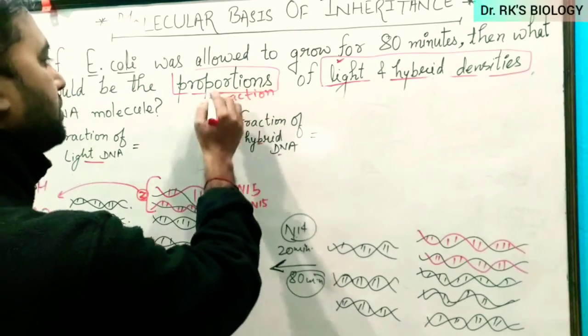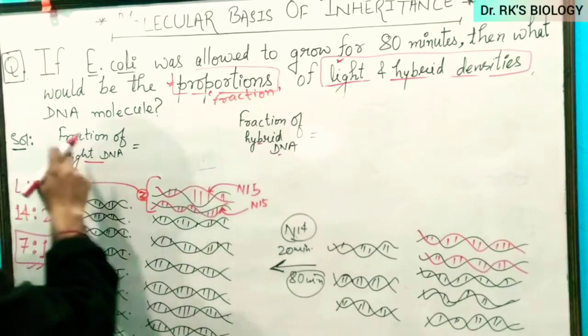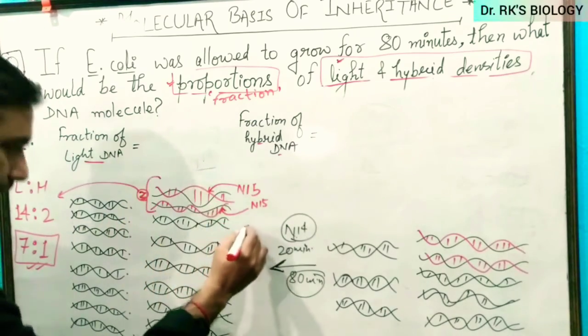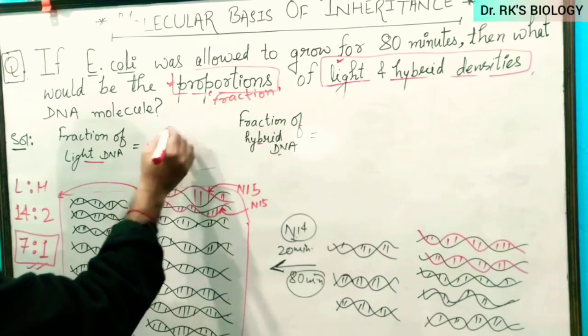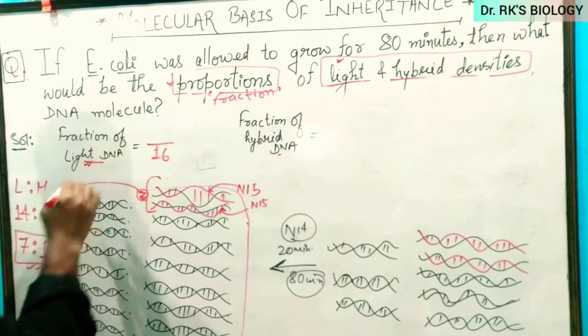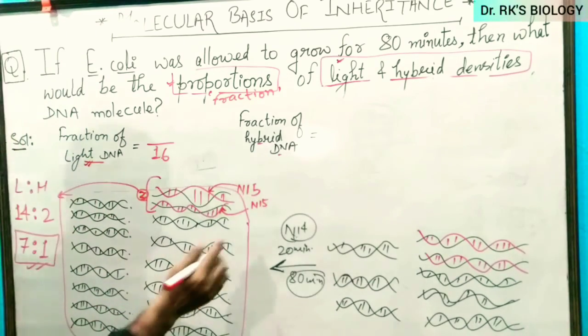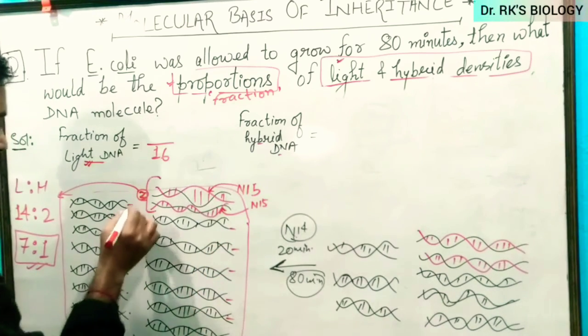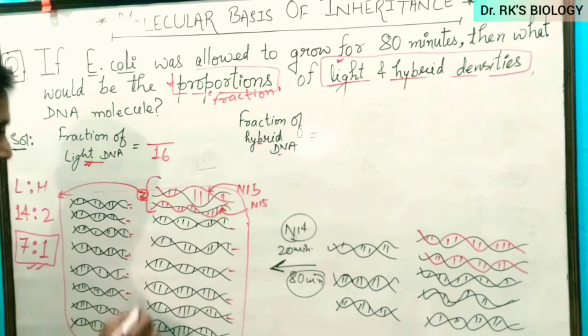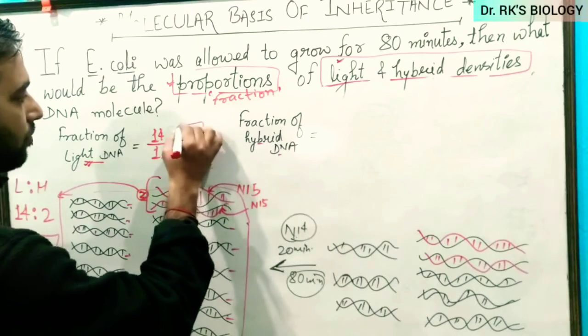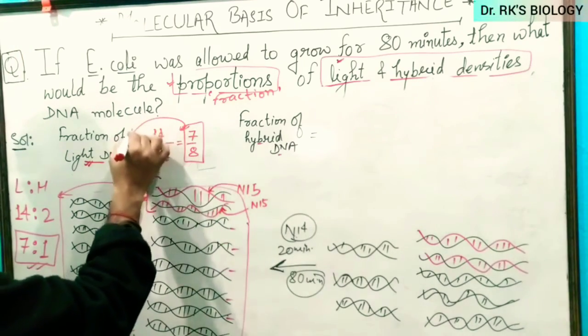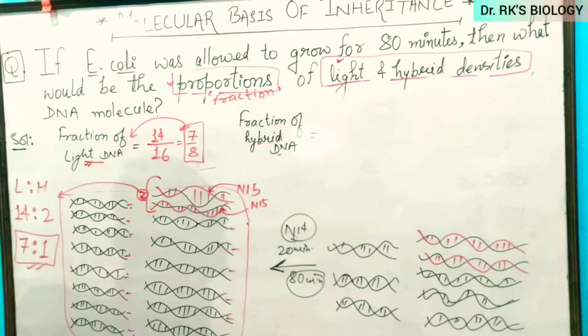If the word fraction is used instead of proportion, then for the fraction of light DNA, you put 16 in the denominator, whereas at the numerator, the upper side, you write the number of light-stranded DNA only, that is 1, 2, 3, up to 14. So 14 over 16. If you simplify this, it is 7/8. This is the fraction of light DNA.